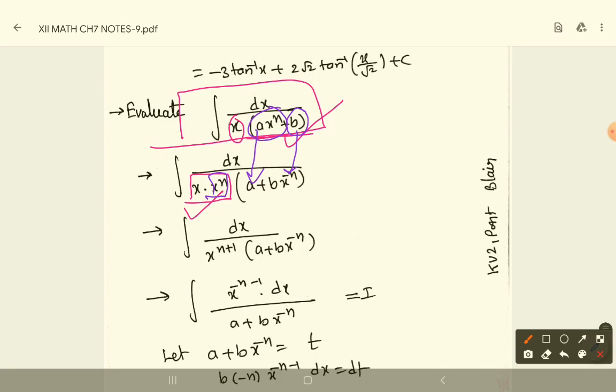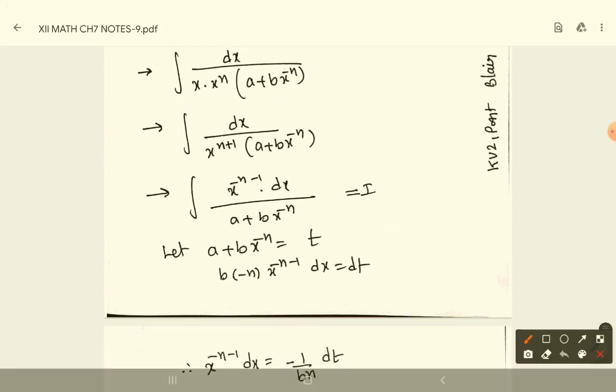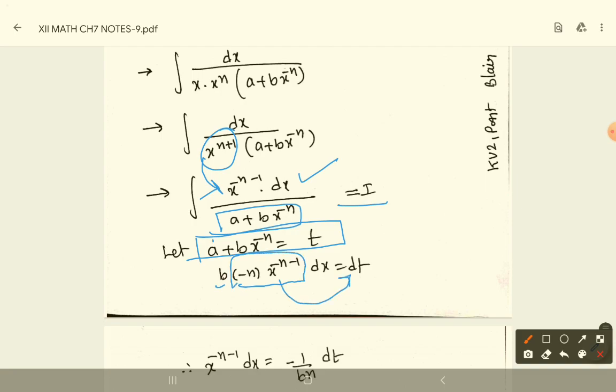So then what will happen next? X into x power n is x power n plus 1, times (a plus b into x power minus n). This one you have to take as t. So x power n plus 1 can go to the numerator, and we have x power minus n minus 1 into dx by (a plus b x power minus n), which can be taken as I. Now take the denominator as t. What will happen? The derivative of a is 0, so b into minus n into x power minus n minus 1 into dx is equal to dt.